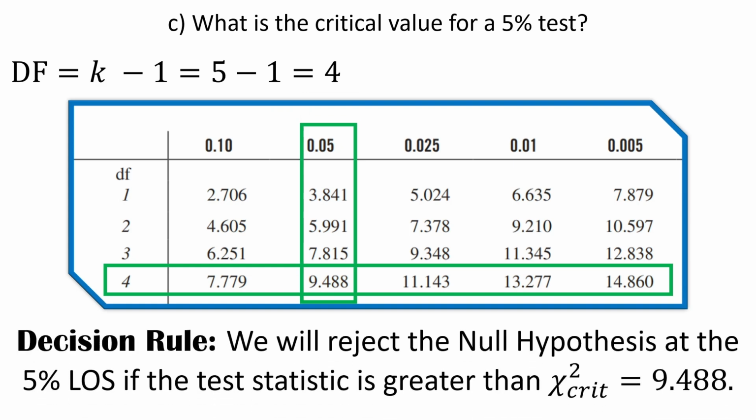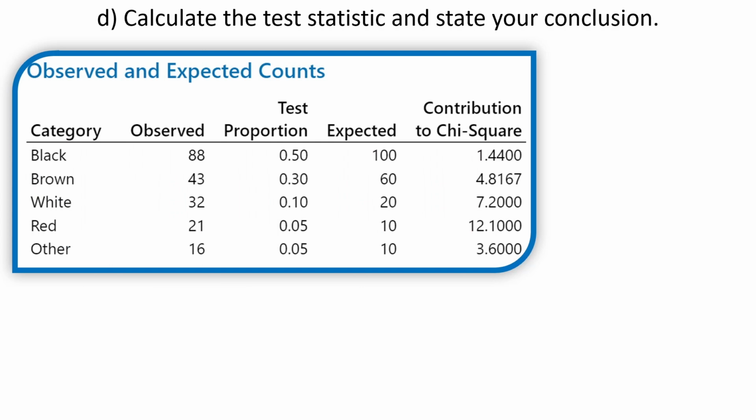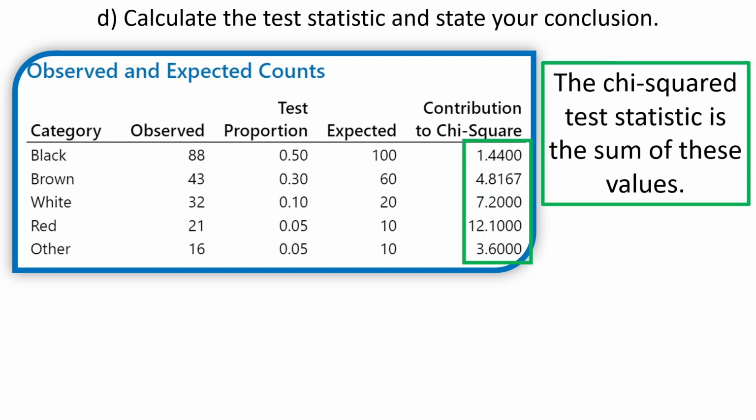And so our decision rule is we will reject the null hypothesis at the 5% level of significance if the test statistic is greater than this critical value. Here we're going to calculate the test statistic. How do we do that? Well, we already have our expectations, so we don't need to calculate those. And we already have our contribution to the chi-squared statistics. We don't have to calculate those either. All we really need to do is to add up those contributions.